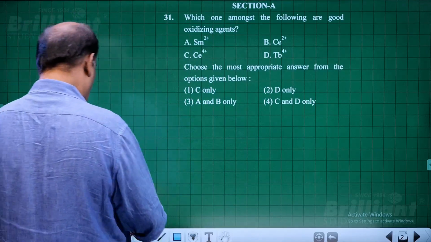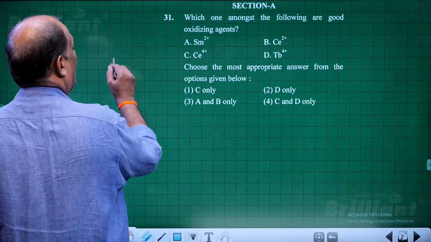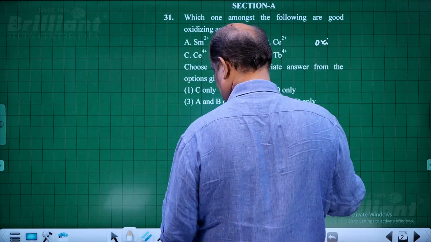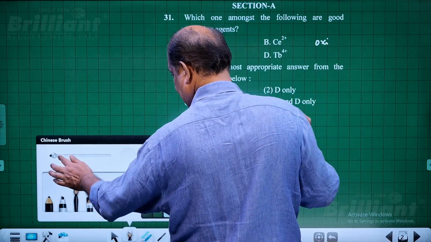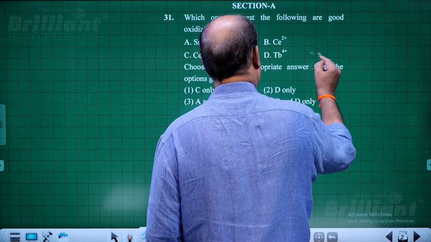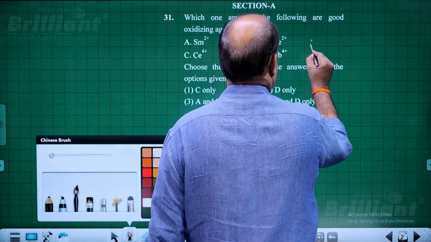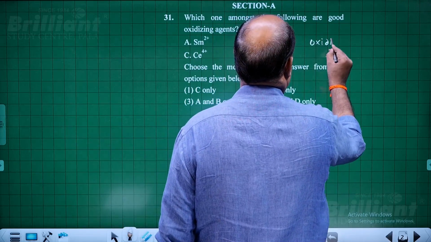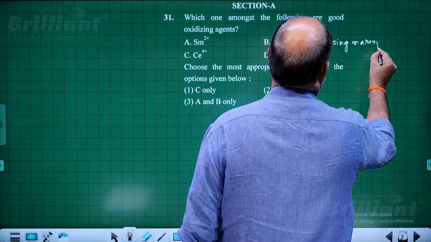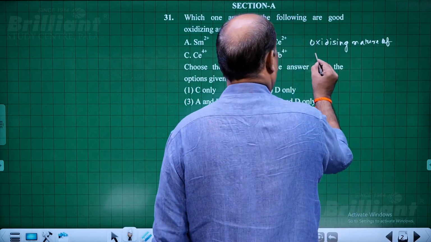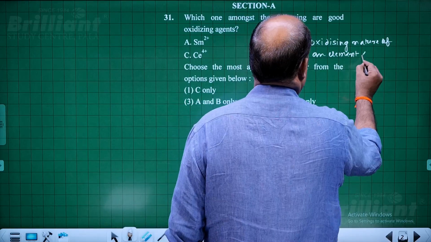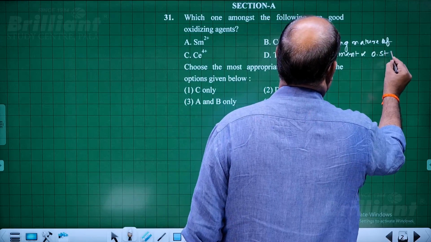So here the concept is what? Always oxidizing nature is directly proportional to oxidation state.